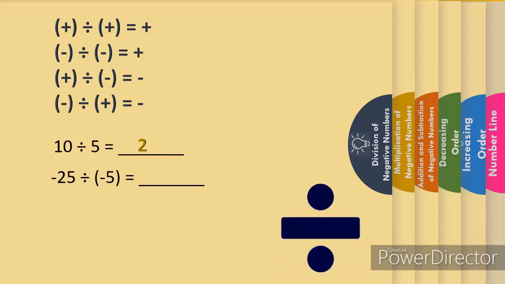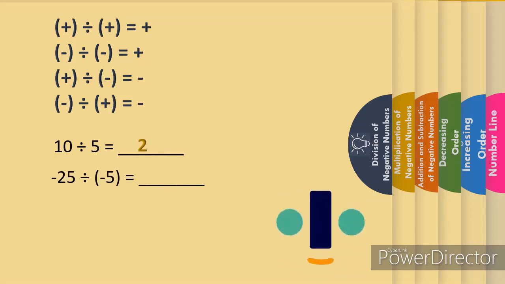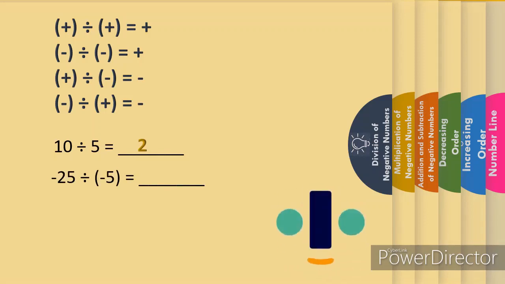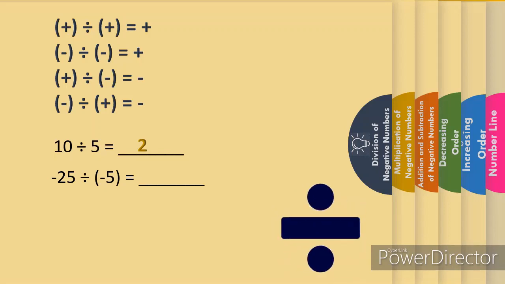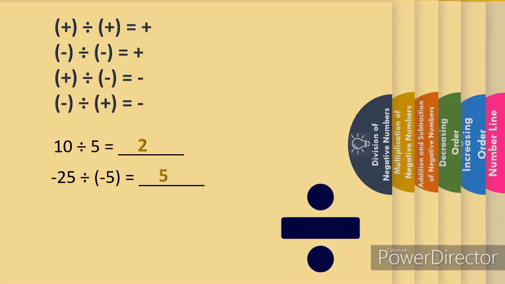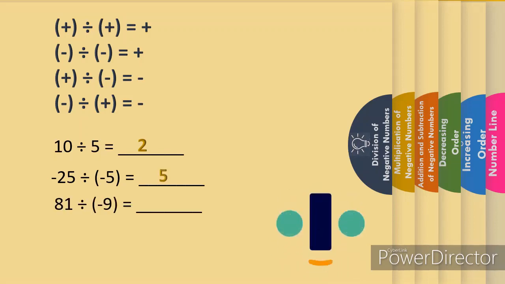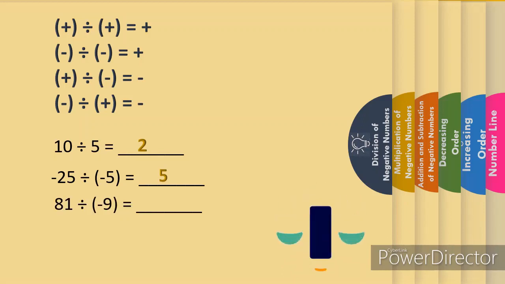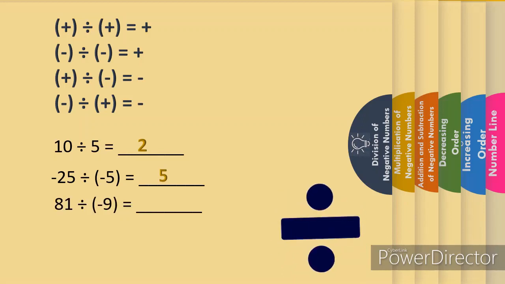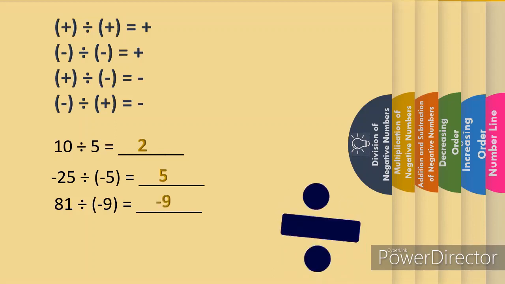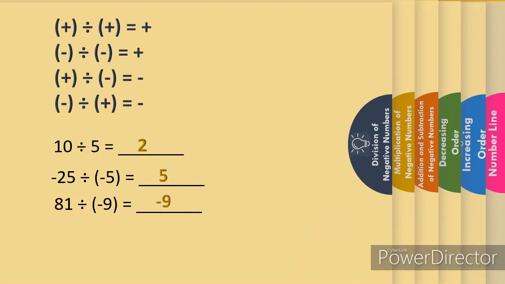Next, negative 25 divided by negative 5. As you can see, they have the same sign, so the answer is positive, and 25 divided by 5 is equal to 5. Next, 81 divided by negative 9. They don't have the same sign, so the answer is negative. 81 divided by negative 9 is equal to negative 9.